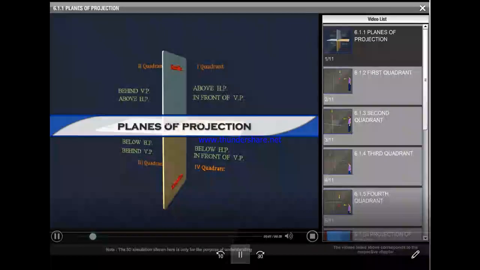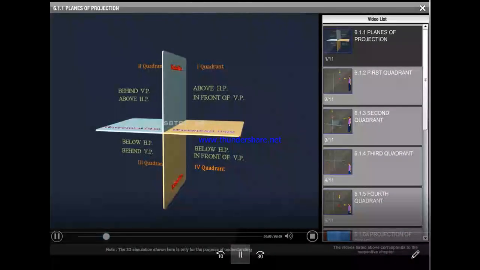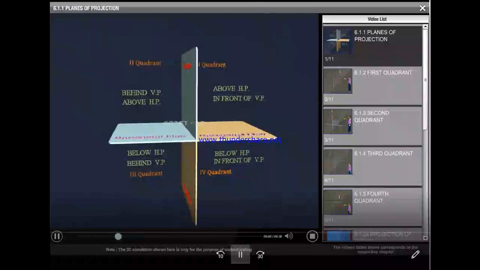Planes of projection. There are two planes of projection, namely vertical plane and horizontal plane. These two planes are at right angles to each other and form four quadrants, namely first quadrant, second quadrant, third quadrant, and fourth quadrant. In the next video, we will see about the first quadrant.